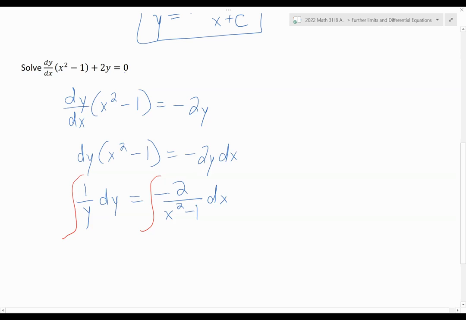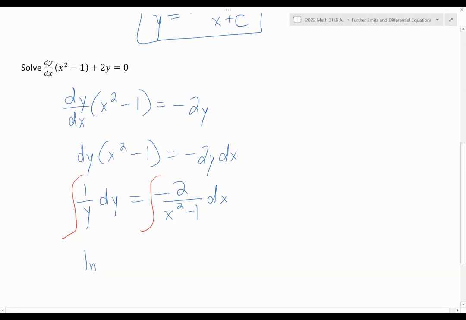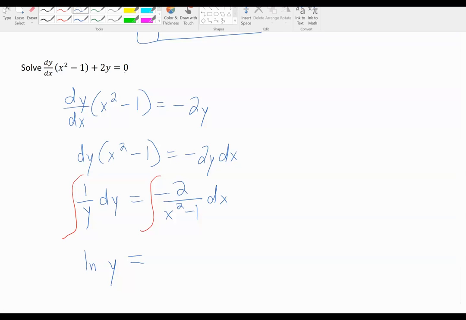Straightforward on the left-hand side, we've got the natural log of the absolute value of y. I'm going to just put y here because we're not going to worry about the nuance of the absolute value of y in this course when we're trying to isolate the y later at the end. And I'm not going to add a constant on this side because I'll just add it on the other side. Now, for this particular fraction, we need partial fractions.